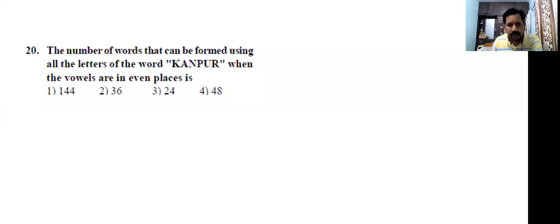In the previous class we completed up to 19 problems. Now this is the 20th question in level 1. Read the question. The number of words that can be formed using all the letters of the word Kanpur when the vowels are in even places. First, observe that in the given word, how many even places are there?